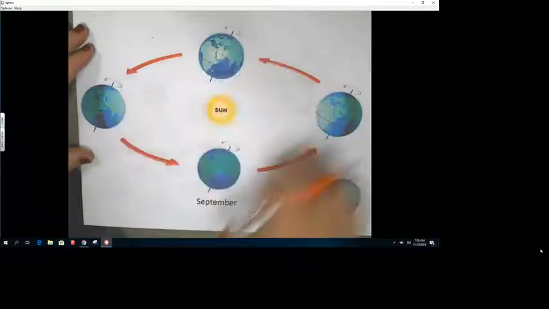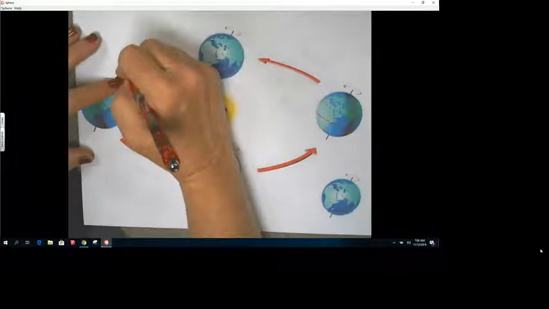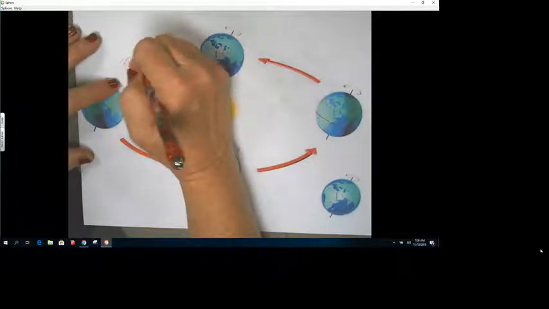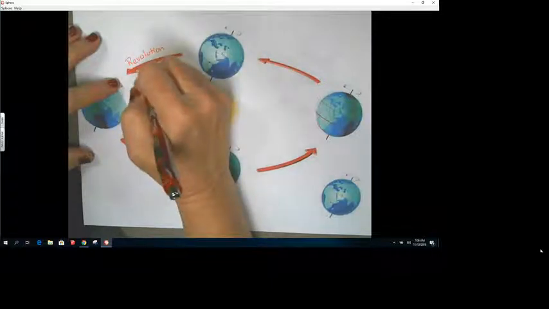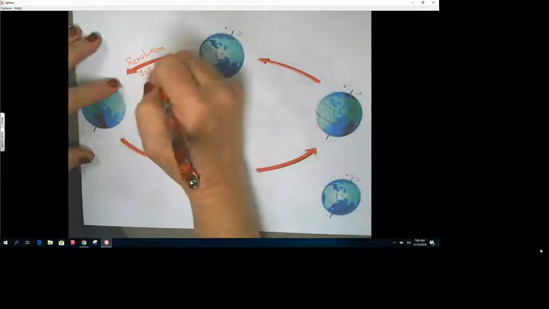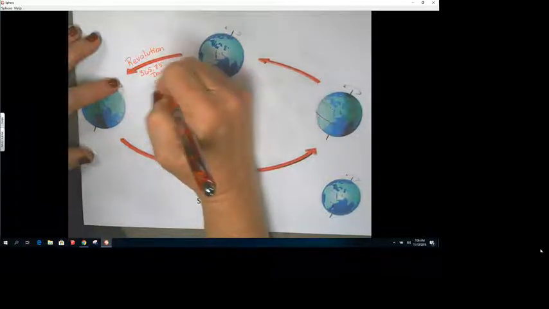Revolution goes a long way. So this arrow is going to represent our revolution. And revolution takes 365.25 days or 1 year.